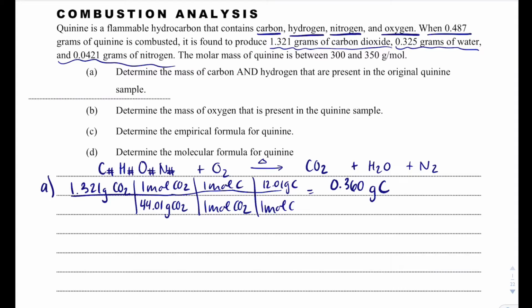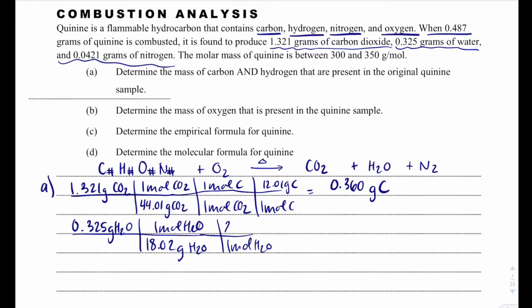And then we also need to do water. We are given 0.325 grams of water. There are 18.02 grams of water for every 1 mole of water. In 1 mole of water, there are 2 moles of H, and in 1 mole of H there is 1.01 grams of H. From this we get 0.0364 grams of H. So I've answered question A.